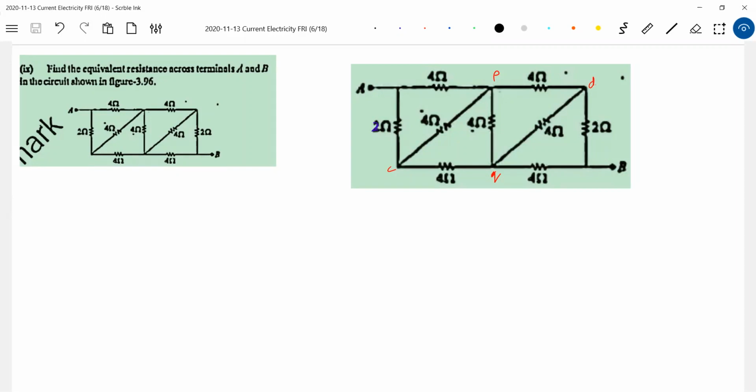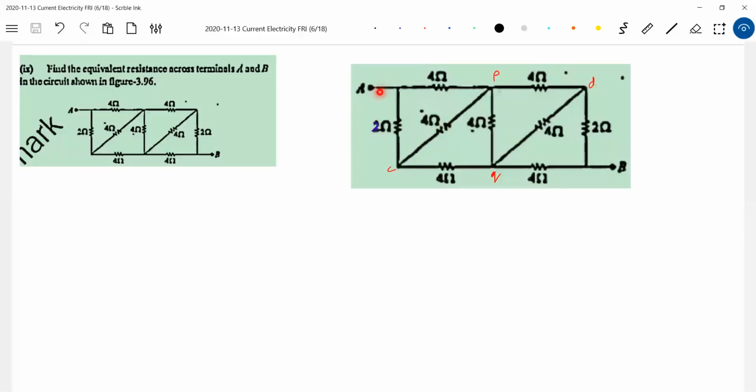The teacher didn't bother to check your final answer, like whether you can apply the bridge network or not. Any logical way of testing can be involved here. So there's nothing called a bridge network here. Fine. So what is the next alternative method available? Series parallel. Can we say anything series parallel? That is ruled out. Then what is the alternative left over?